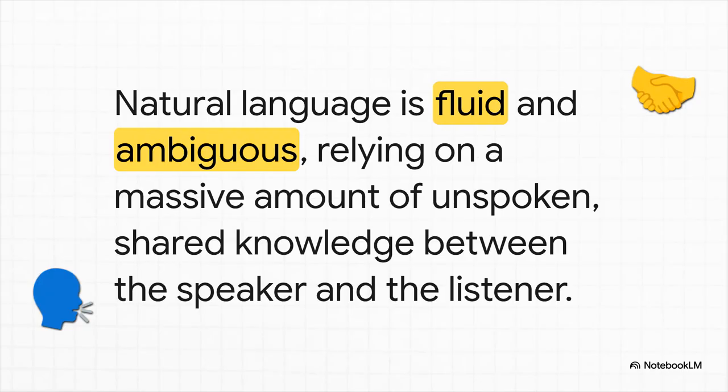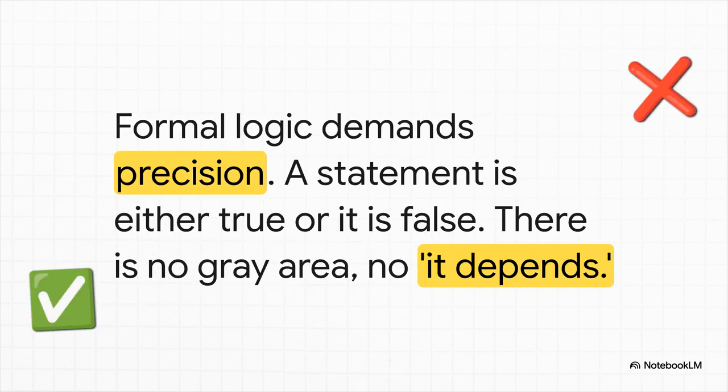So the thing is, the way we talk is just messy. It's flexible, it's packed with ambiguity, and it relies on this huge amount of unspoken shared knowledge between you and the person you're talking to. It's all built on this foundation of, you know what I mean, that never actually gets said out loud. And that is the polar opposite of how traditional logic works. In that world, everything is perfectly precise. A statement is either true or it is false. 1 or 0. There's zero gray area. No, well, it kind of depends. It's a rigid, binary system, and it's just fundamentally at odds with how we actually talk.